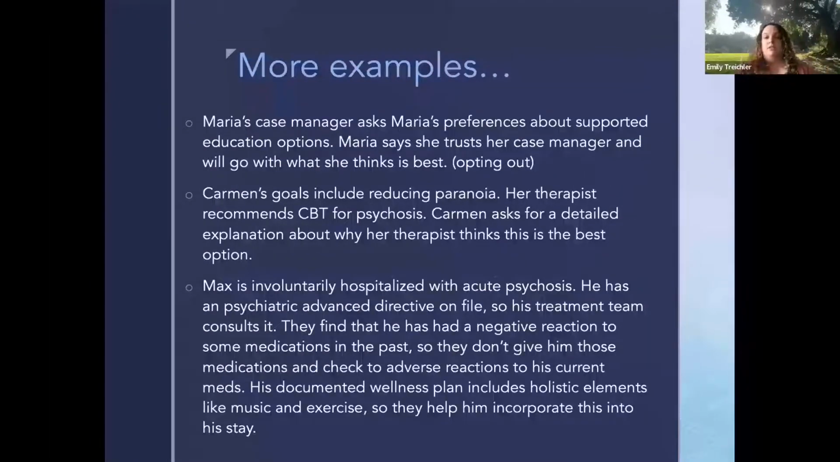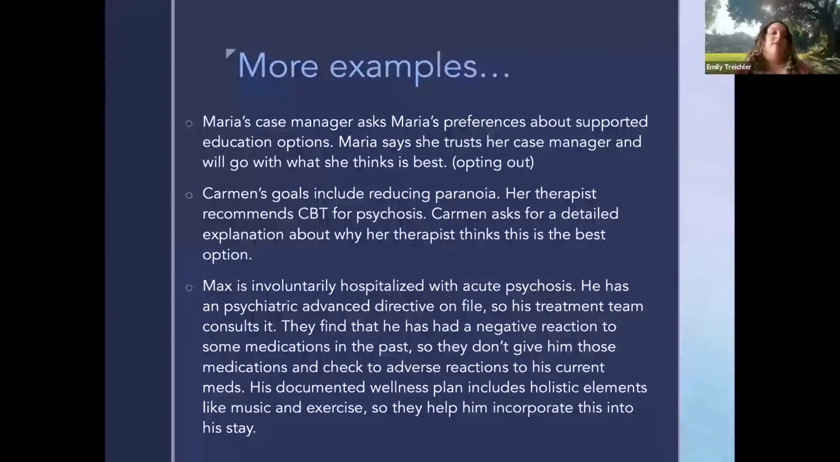Here are some additional examples. The first one is an example of opting out. In this case, Maria and her case manager are making a decision about supported education. And her case manager asks her preferences, which is great. But Maria says, listen, I trust you, whatever you think. And so this is still collaborative decision-making because Maria had that voice and a choice. She had the option to weigh in, and she decided not to because she trusted her case manager's opinion.